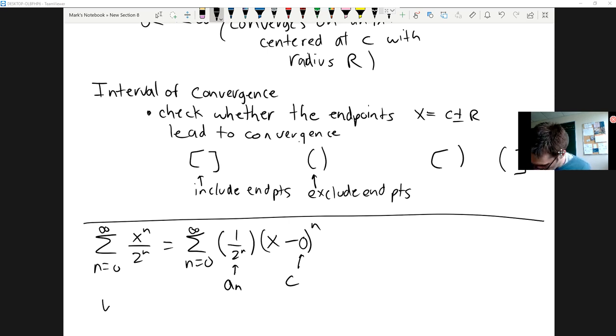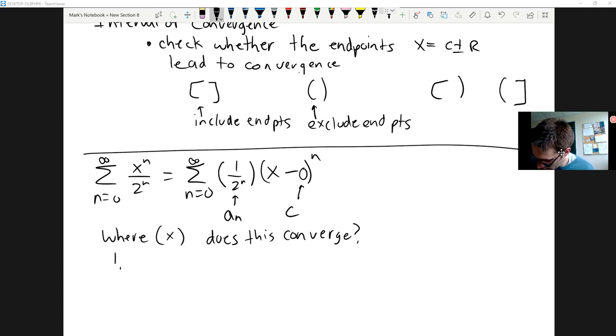And then the question is, which x values does this converge? Okay? Now, the way to check for convergence is to use some of your series tests. And for power series, the one you're usually going to want to start with is the ratio test. So step 1, we will apply the ratio test to find the radius. And then once we've got the radius, we will check the endpoints using some of our other tests.